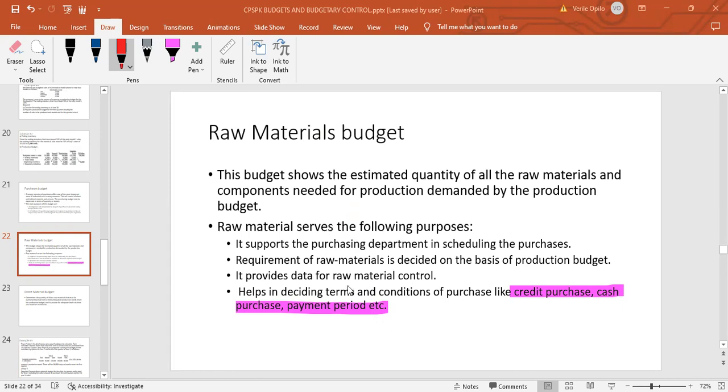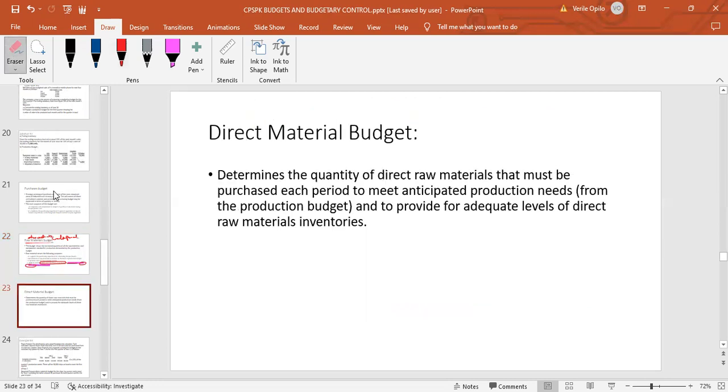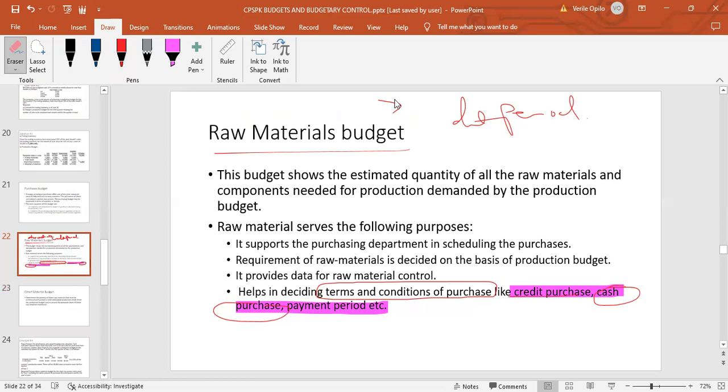Sorry about that. So yeah, we're seeing that it helps in negotiating for some terms and conditions of the purchases. So if, for example, it's a credit purchase, you can negotiate with the supplier on how much discount they can grant you, how much the credit period is, and after how long you should pay. If you're paying cash, how much cash discount they should grant you. So that is what we classify as the raw materials budget.